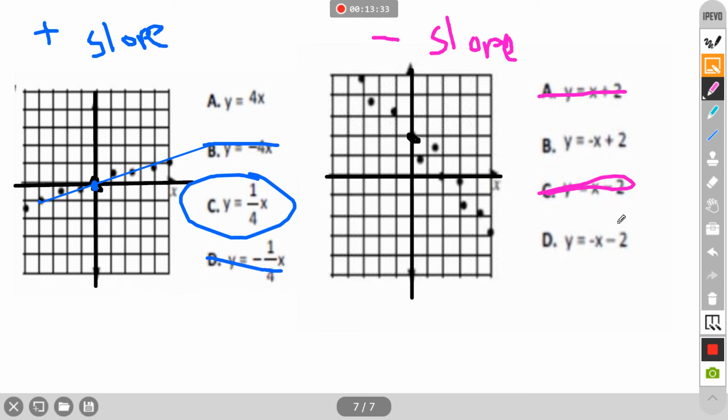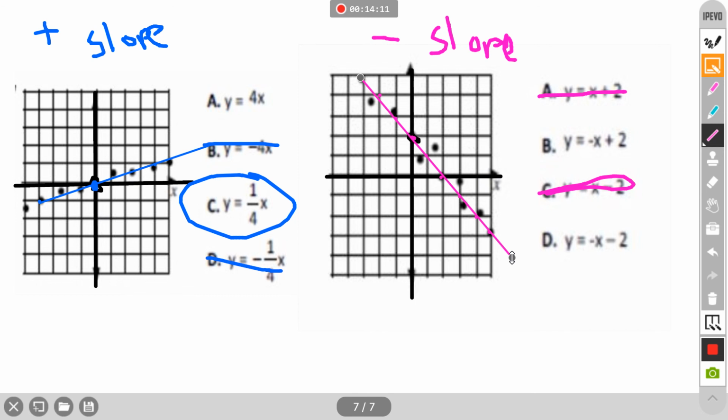Now, B says that I'm going to start at a positive 2 for my y-intercept, so locate it right here, and that it's a negative 1 over 1, which means I can go up 1 to the left 1, up 1 to the left, up 1 to the left, or I could go down and to the right, down and to the right. So that happens to look like a pretty decent line already. If I connect these points all together, that looks like a pretty good trend line, a good representation of all of the points.